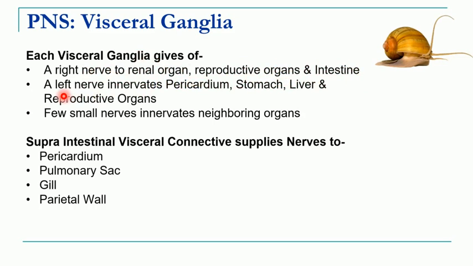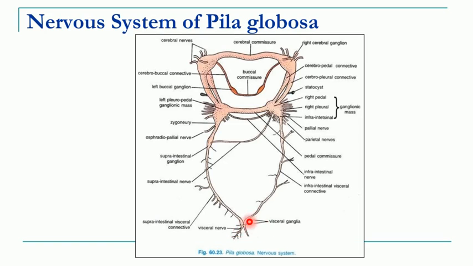Similarly, a left nerve arises from the visceral ganglion which supplies nerves to the pericardium, that is the sac-like structure around the heart, the stomach, liver and other reproductive organs. Then a few small nerves arising from the visceral ganglion are supplied to the neighboring organs. Let's see in this diagram: we can see this visceral ganglion and several nerves arising from it. These are the visceral nerves.